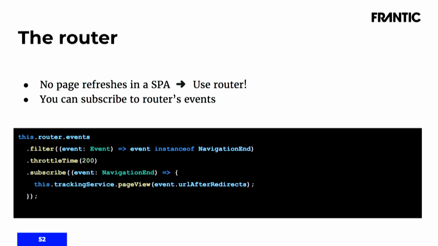Then I mentioned the router for the page views. Well, we know that you can actually subscribe to the events of the router by using just normal observable ways of working. So in this case, we can just filter out events of type NavigationEnd, which means that the router has finished navigating to a new route. And in our case, we are also throttling this a bit to evade fast page changes and only take the ones that are relevant to us.